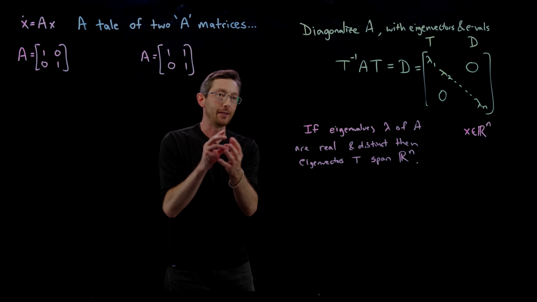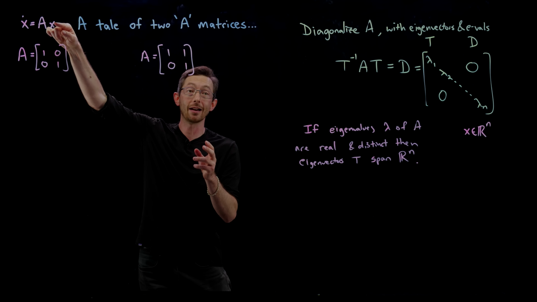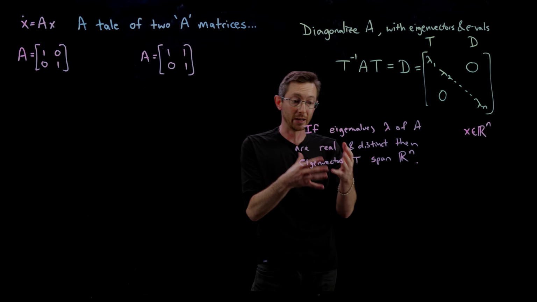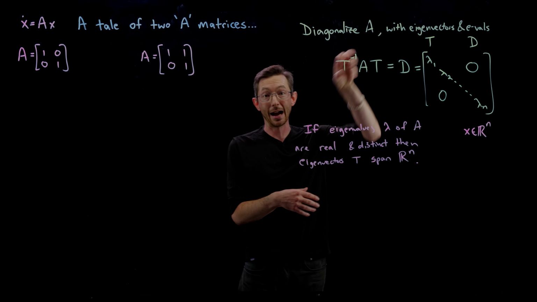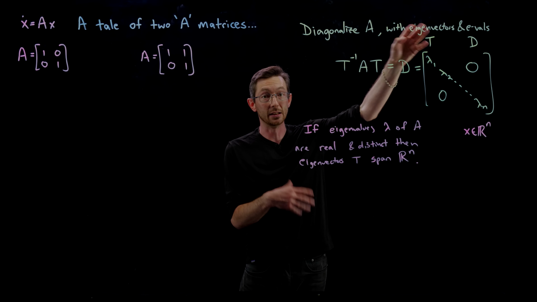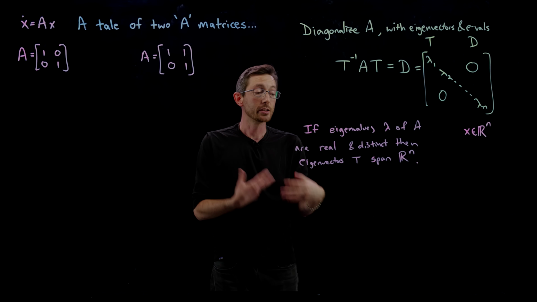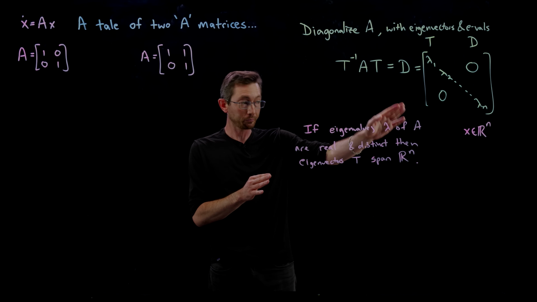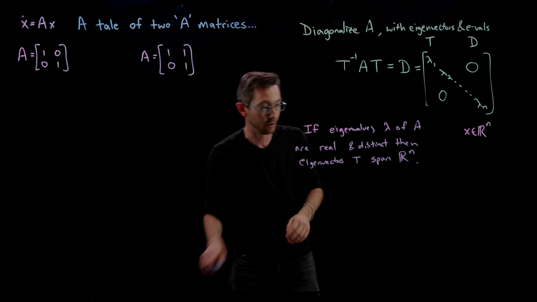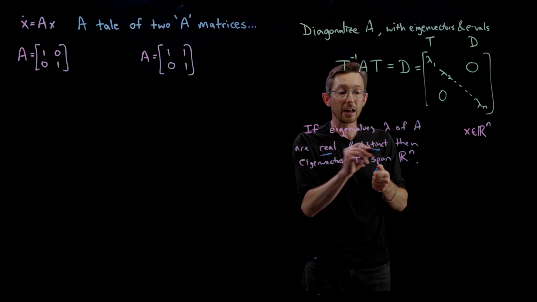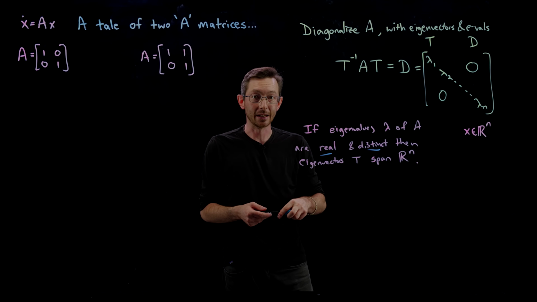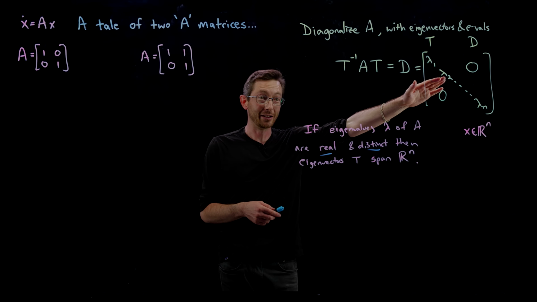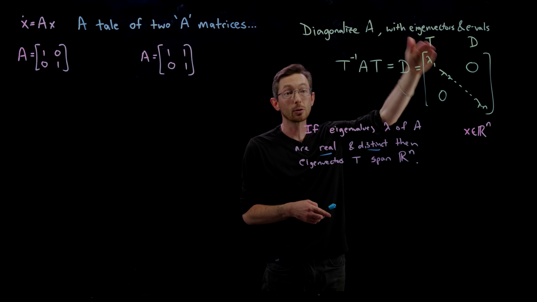That means that any initial condition I have, any initial state, any x vector in this space can be written as a linear combination of the columns of the matrix T, which are eigenvectors of A. So they form a complete basis that spans R^n if the eigenvalues lambda are real and distinct. So I'll underscore real and distinct. If they are not real or they are not distinct, then there might be some issues with this diagonalization procedure. I won't be able to write it as a purely diagonal system.